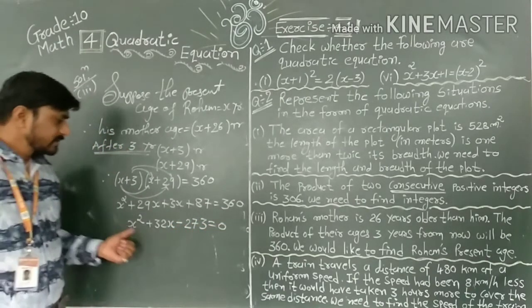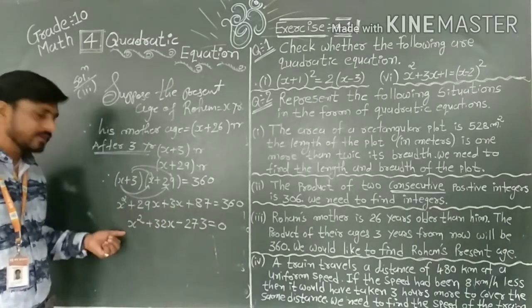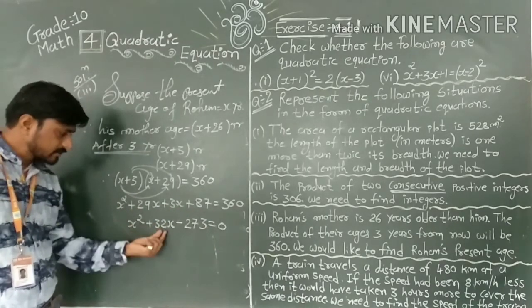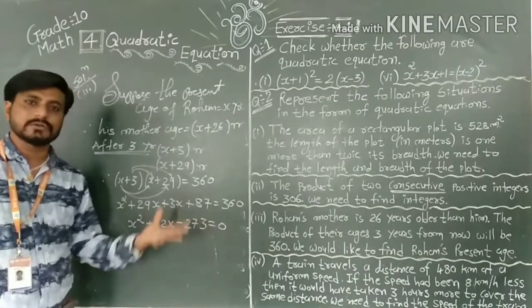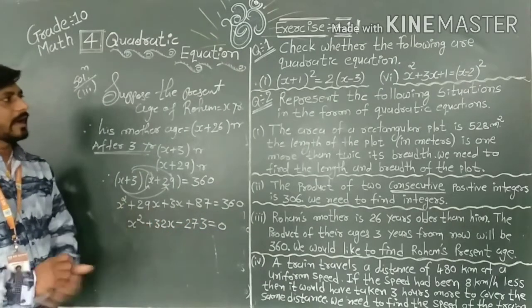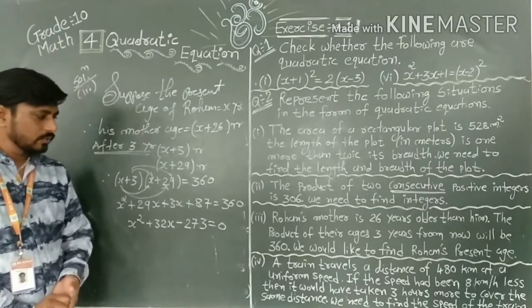Yes, we got it. This is a quadratic equation, ax square plus bx plus c is equal to 0. Okay, I hope you all have understood.